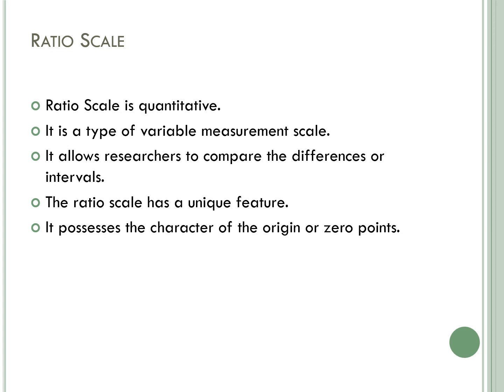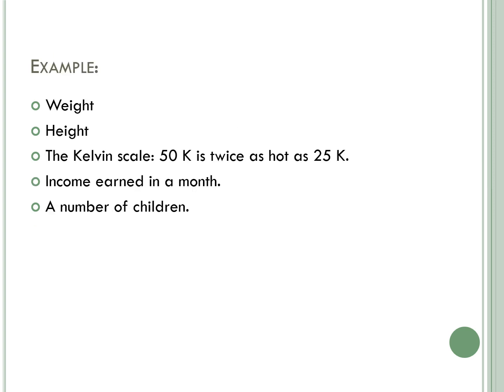Ratio scale. Ratio scale is quantitative. It is a type of variable measurement scale. It allows researchers to compare the differences or the intervals. The ratio scale has a unique feature: it possesses the character of origin or zero point. Examples of ratio scales are weight and height. On the Kelvin scale, 0K is twice as hot as 25K. Here, since we can see the 0K, it comes under the ratio scale, not the interval scale. Other examples are income earned in a month and number of children.